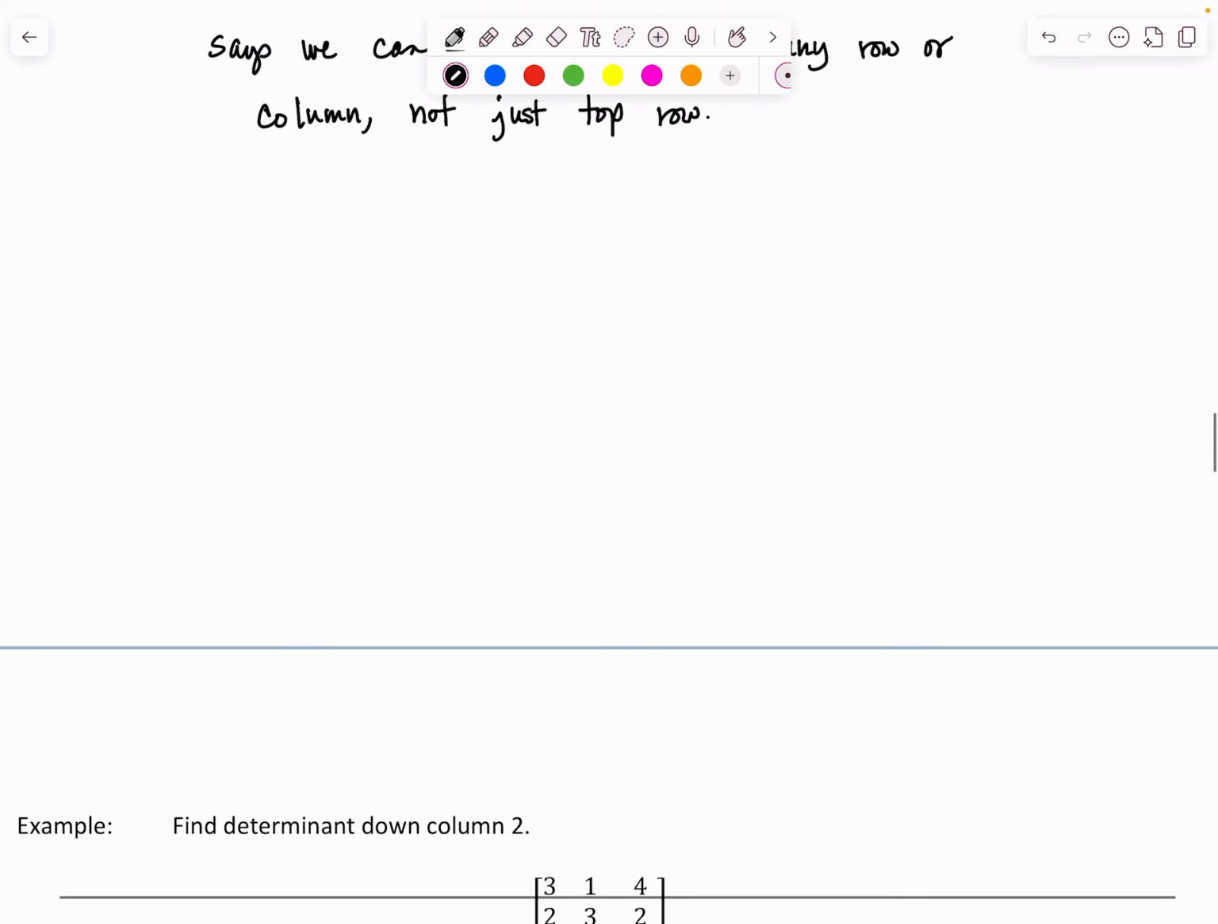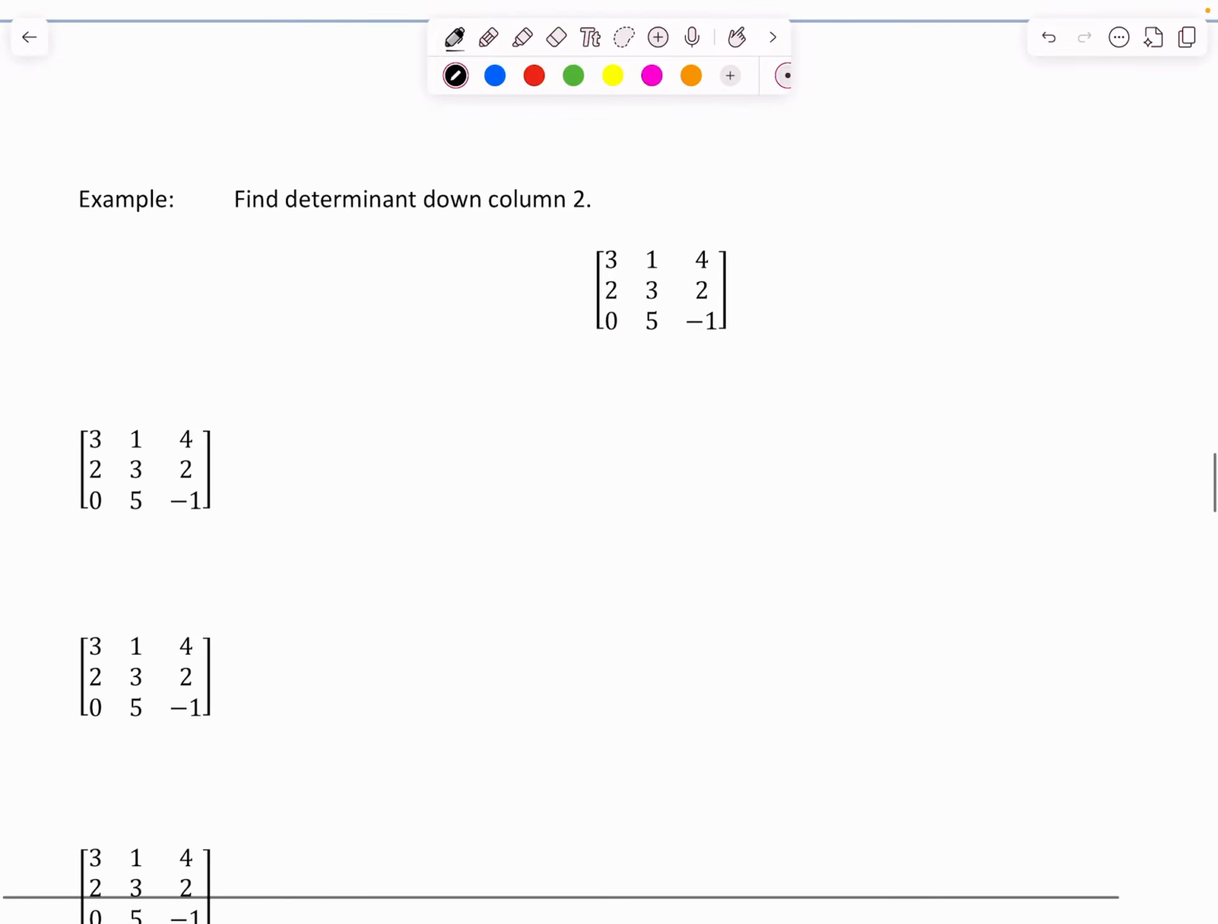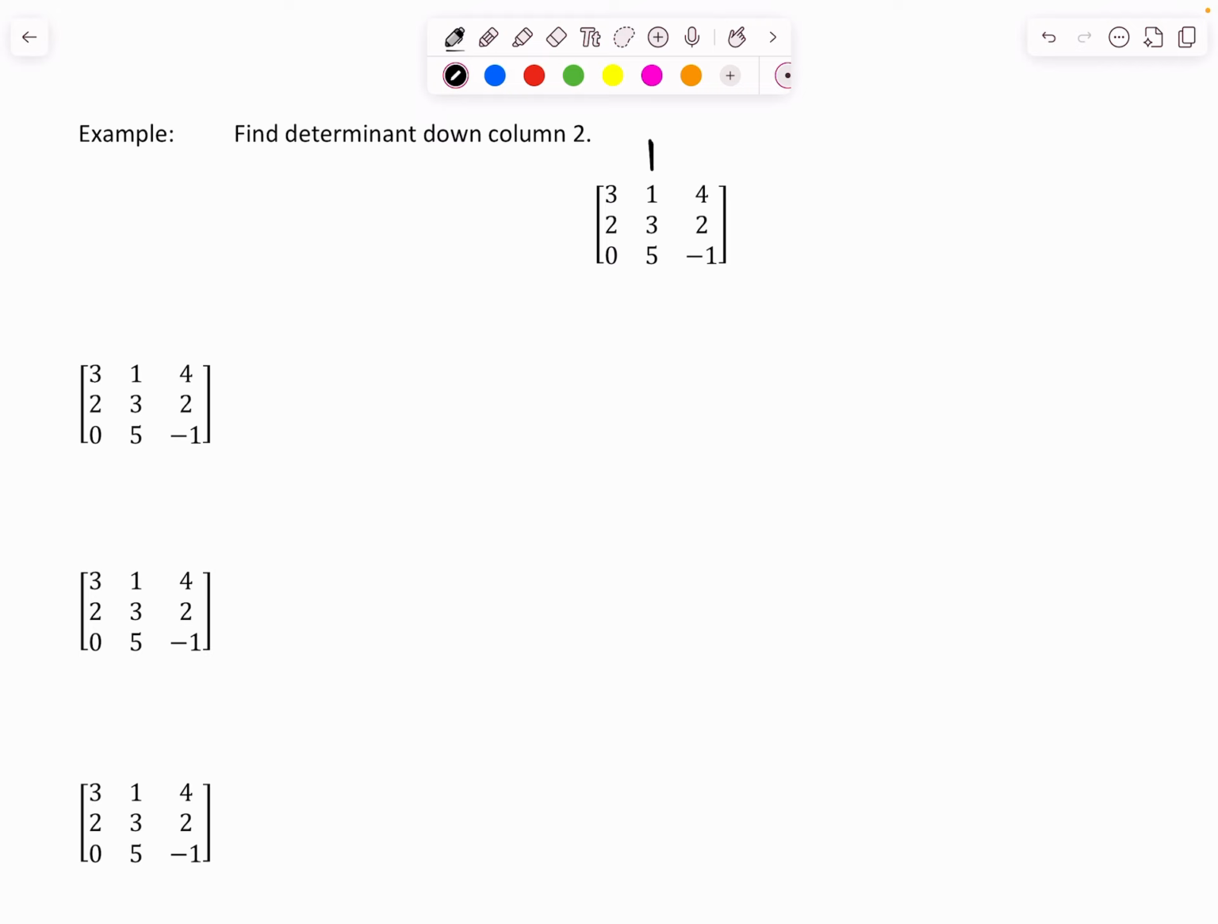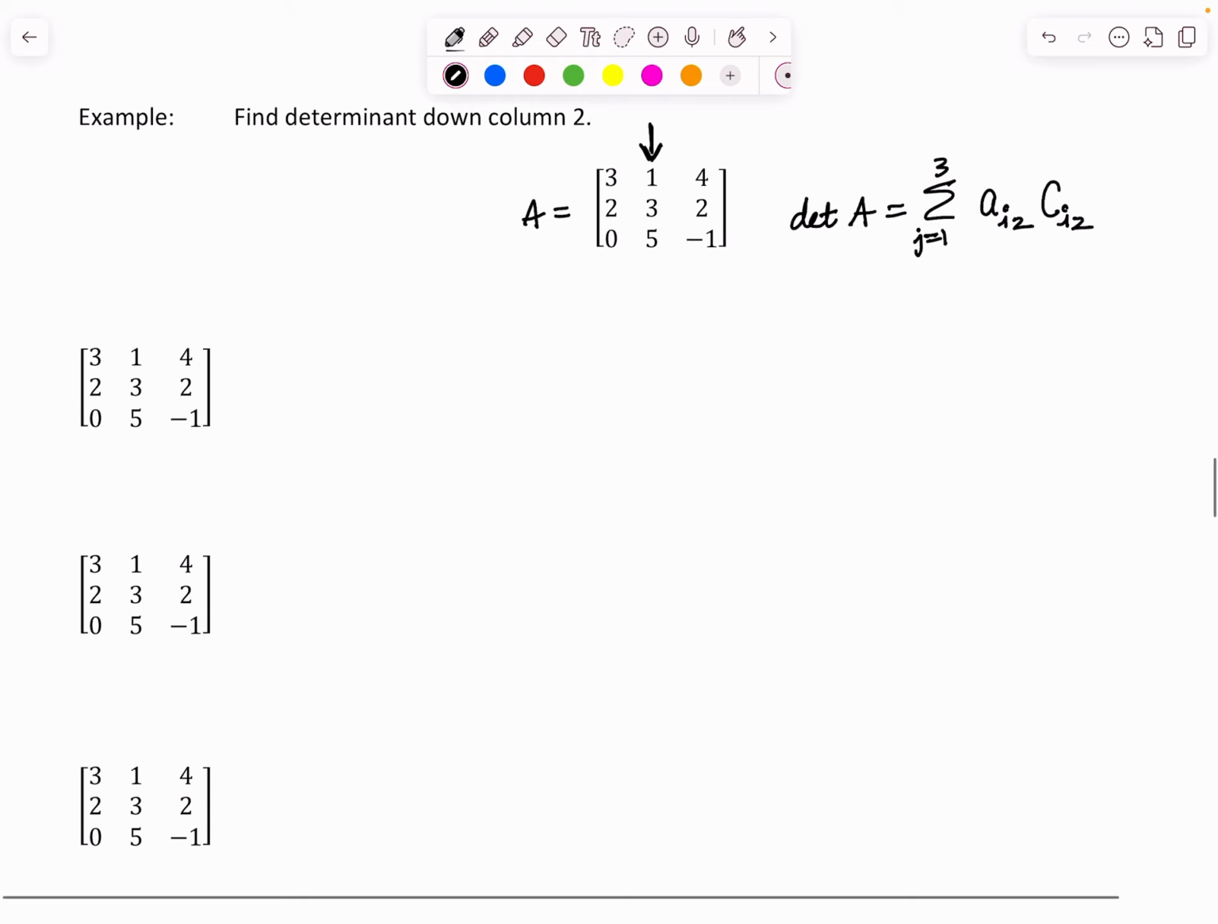Here's an example. Find the determinant down column 2. So this is going to be column 2. So we're going to do this one. So in this case, the determinant of A, this is matrix A, is we are going to fix column 2. And then we're going to let the J's go from 1 to 3. So I have 3 copies of this matrix. I'm going to do each part.